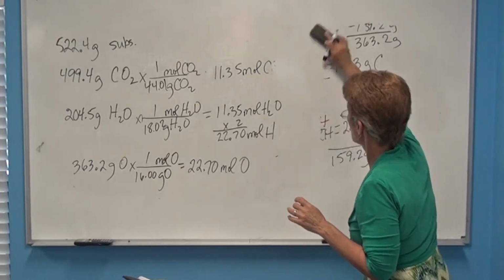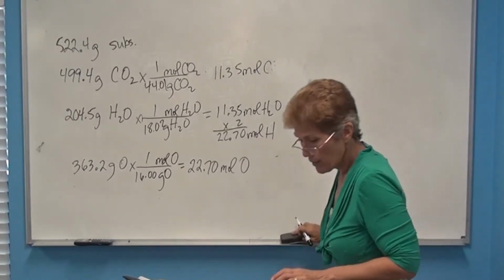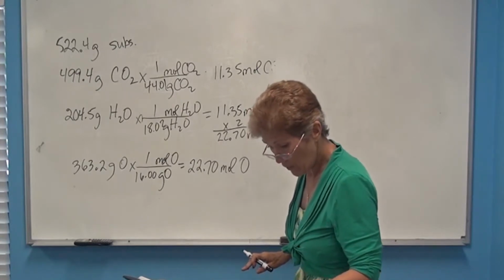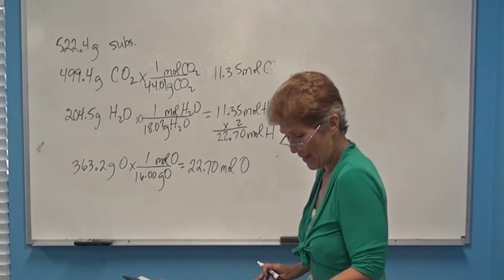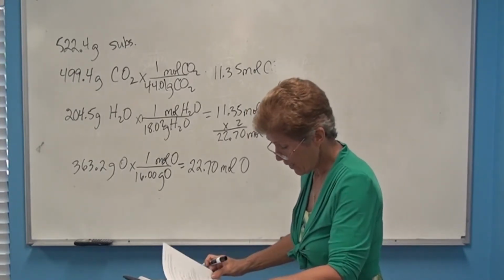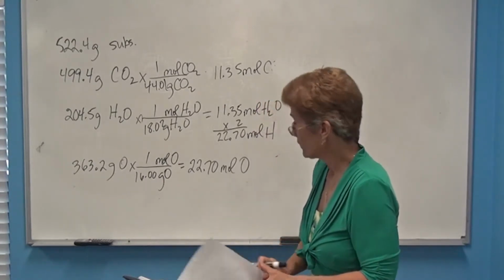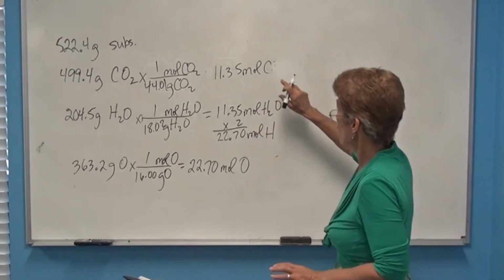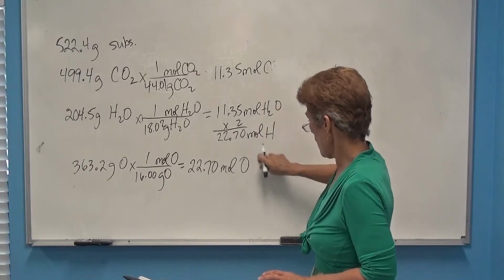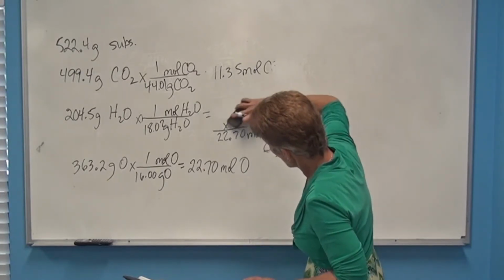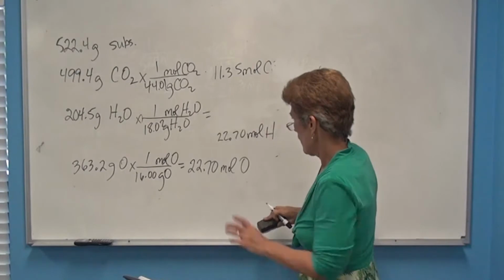Now I need the moles of each of these because I get so busy here, I almost forget what we're trying to do. We're trying to find the empirical formula. So we have moles of carbon, moles of hydrogen, moles of oxygen.